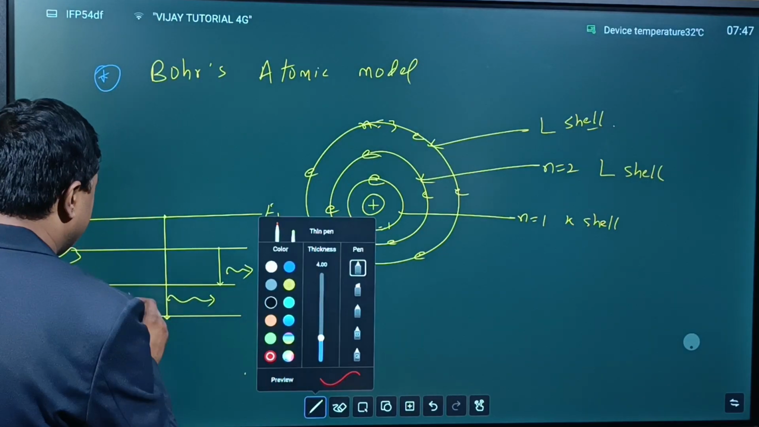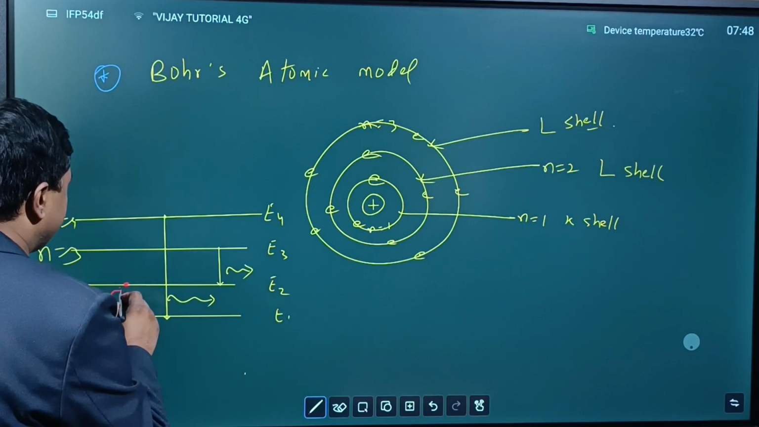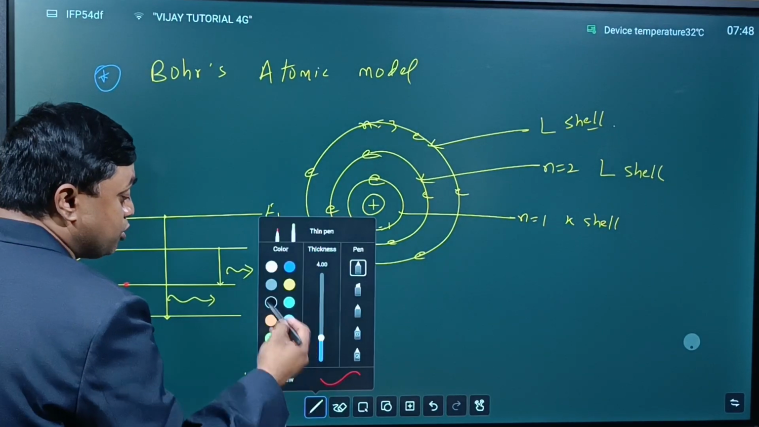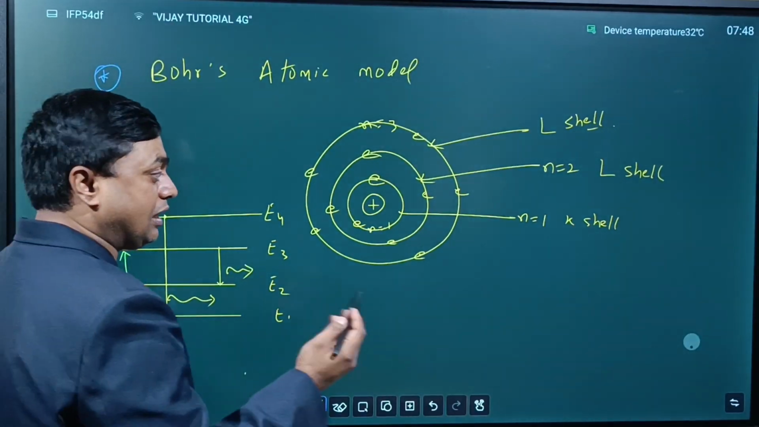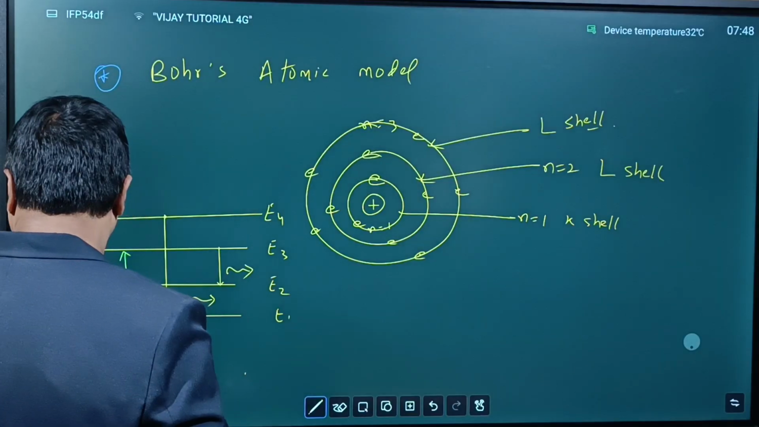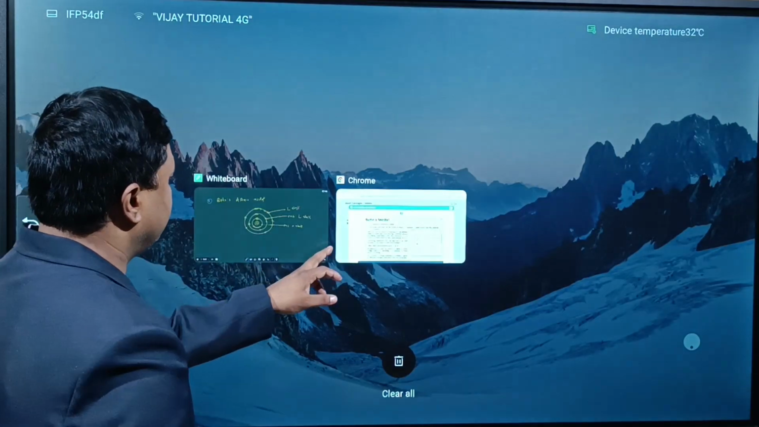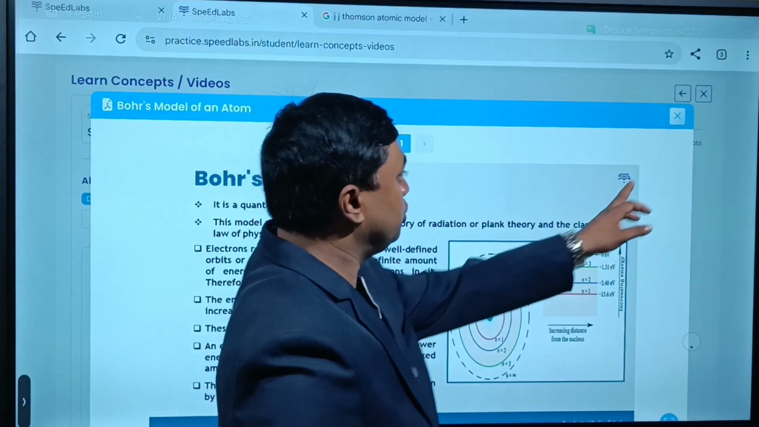Similarly, whenever an electron is present here in the second shell and light of certain frequency falls on it, it may absorb that energy and move to a higher shell. So that is happening inside the atom. Now let's see the next part. This question may also be asked for 2 to 3 marks.